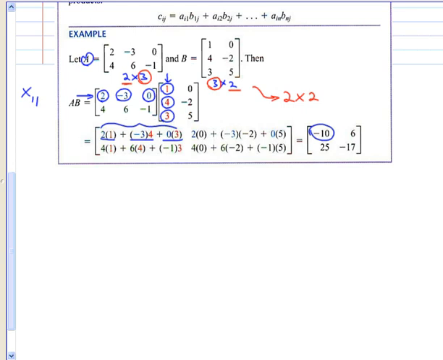And then I stay with that first row, and I move to my second column, and I repeat it. First number times first number, 2, 0. I stay in the first row, and I go over to where my second column is. So 2 times my 0 right here. Plus negative 3 times negative 2 right there, plus 0 times 5 right over there. And we do all that, and we get our first row, second column answer. And then we move to the second row. So we need to try one of those out.